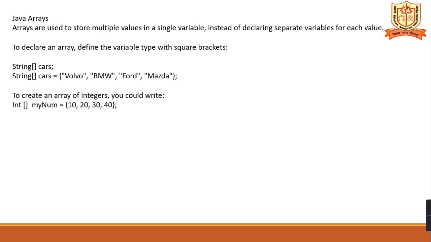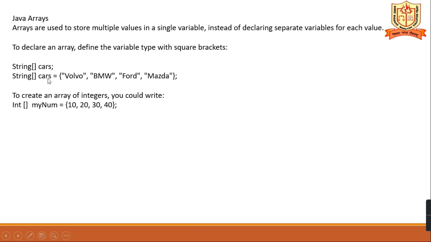Next, Java arrays. Arrays are used to store multiple values in a single variable, instead of declaring a separate variable for each value. To declare an array, define the variable type with square brackets. How to declare the array? Whether it is an integer array, a string array or a char array, first you have to declare the variable type followed by the square brackets and then the variable name. Is it clear?